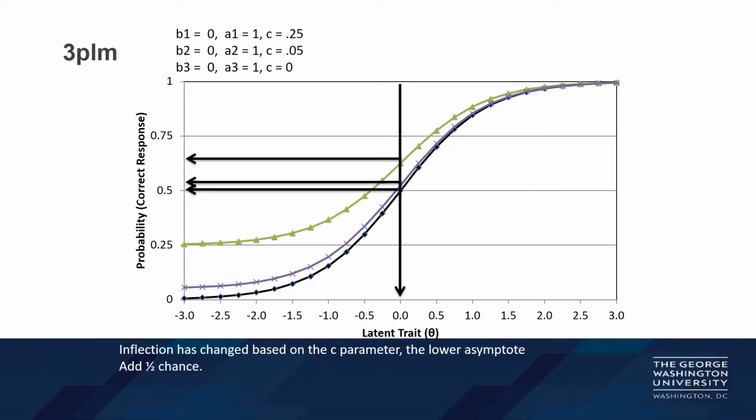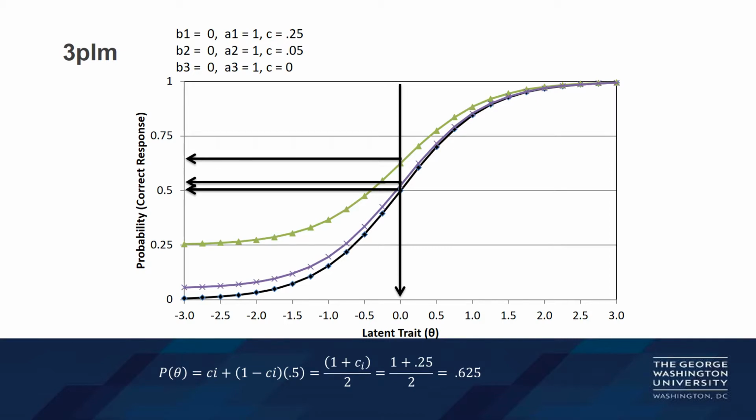If someone's at 0 ability, we do see that there's a slight change in what we're talking about when we talk about the location of an item. We have to account for that guessing. An easy way of thinking about that is you have to add in half of a chance of guessing to that model. So with our C parameter, we now see that a person at 0 for the B3, the black item, still has a 50% chance, but for B1, they have a 62.5% chance of getting that item correct, because they could also be incorporating a guess into this item. Here's the mathematical formula for that.